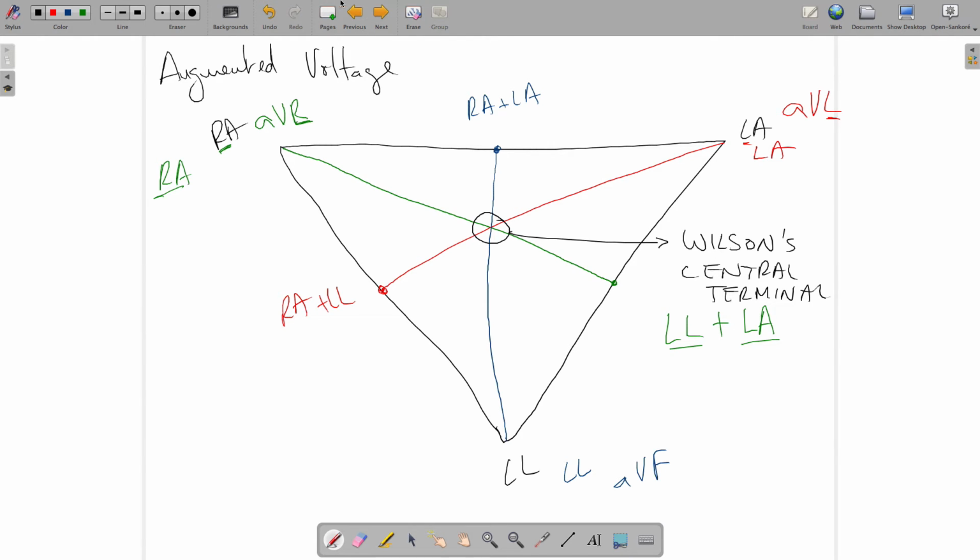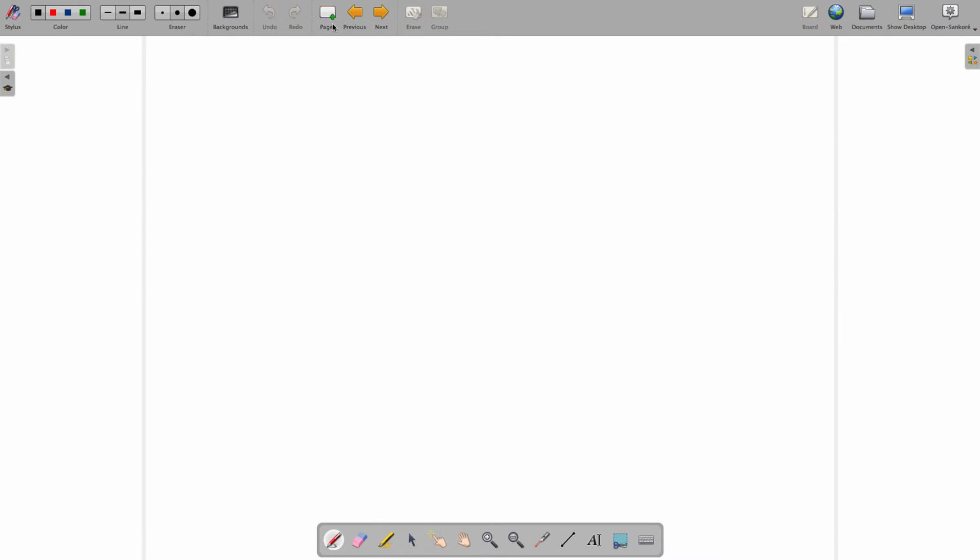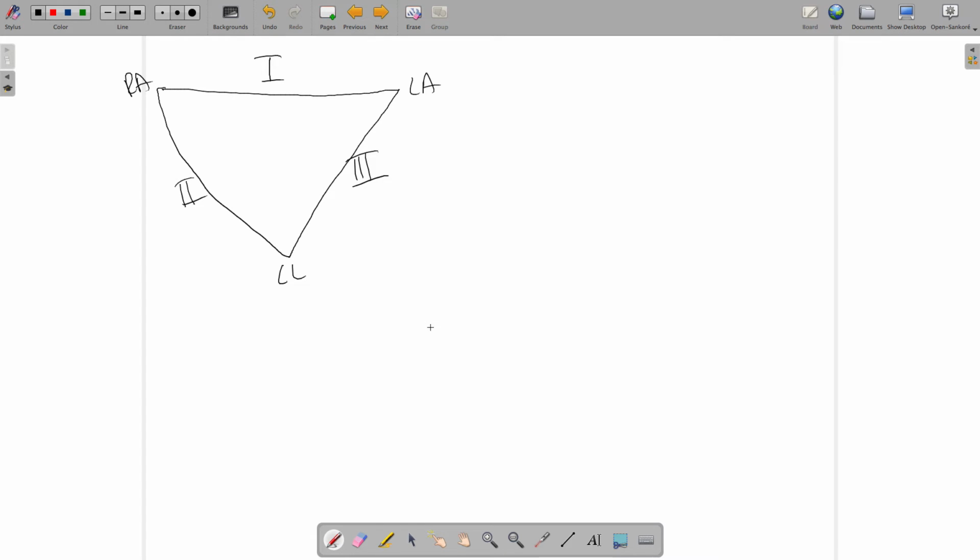There are a couple things that have happened. Just to recap, we're going to look at the things initially. So this was Einthoven's triangle, and Einthoven's triangle allowed us to create 3 legs. This was lead 1, this was lead 2, this was lead 3. And the reference point here, right arm, left leg.